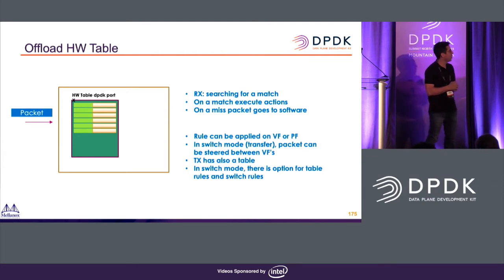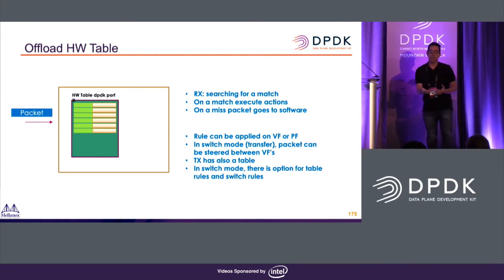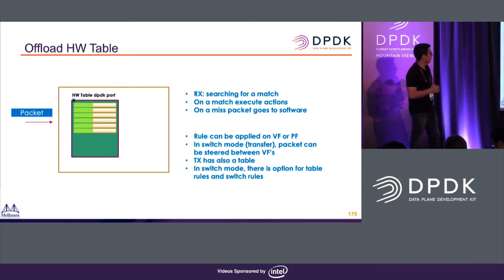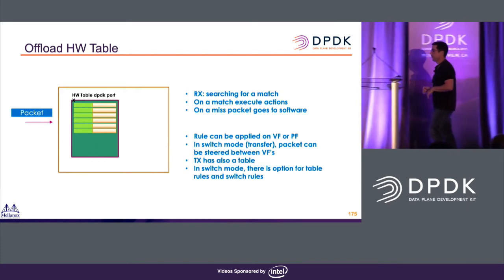Okay? In the actions, we can steer the packet. I'm not going to talk about it in detail, but you can steer the packet to any VF. If you're working in switch mode and you have the uplink, you can switch the packet to any of the virtual functions. Also, if you have two virtual functions, you can configure the hardware to do encap, decap, NAT, whatever, and give the packet to the target VF. All this you can do in hardware. The software will not see the packet.